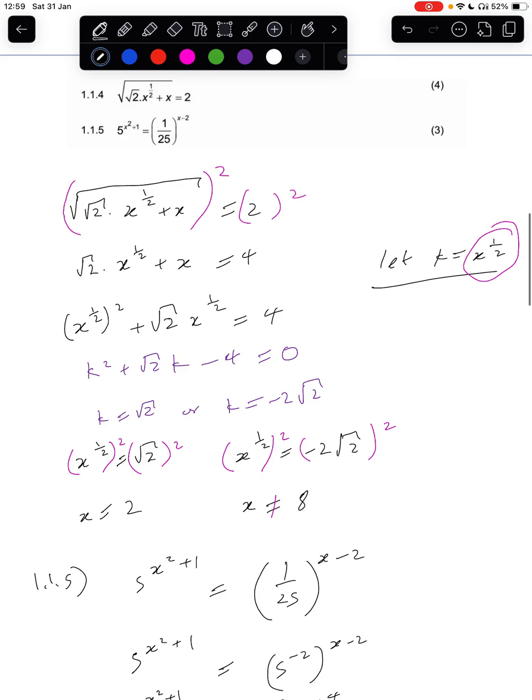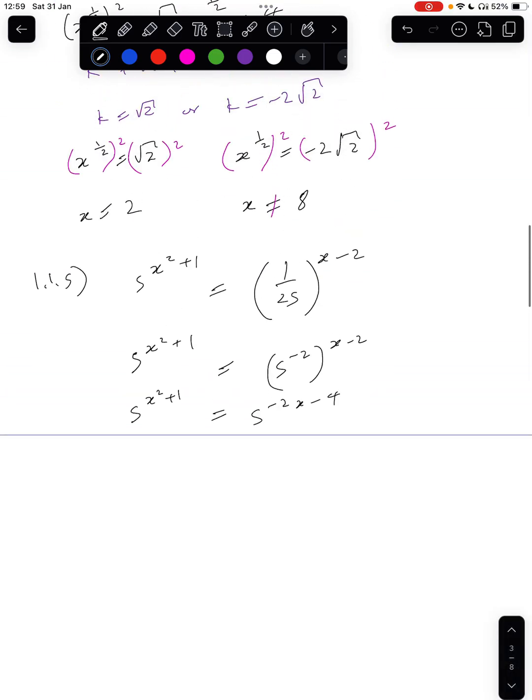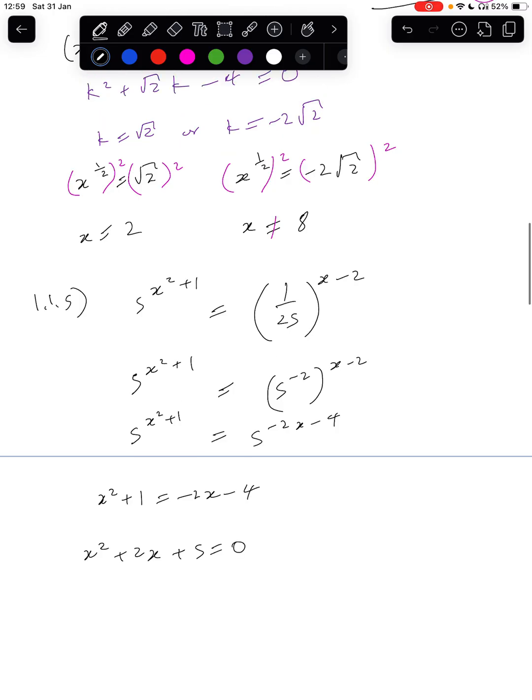Exponential equation. The bases are the same, so we can equate the exponents. We are equating the exponents. Bring this to the left hand side. 1 plus 4, it's 5. Another one that's going to require quadratic equation.